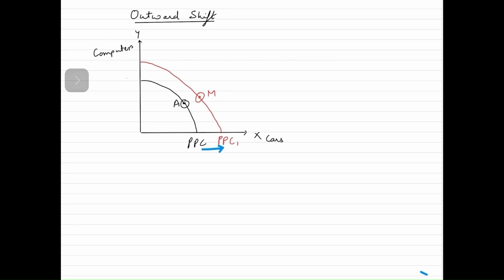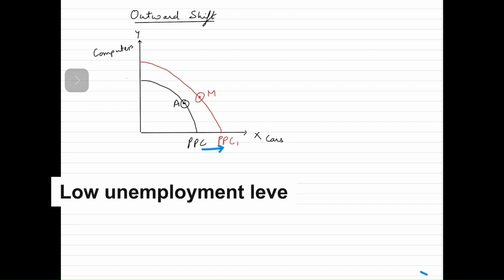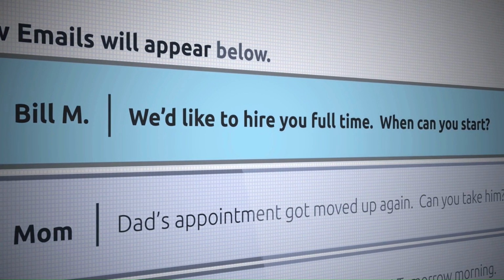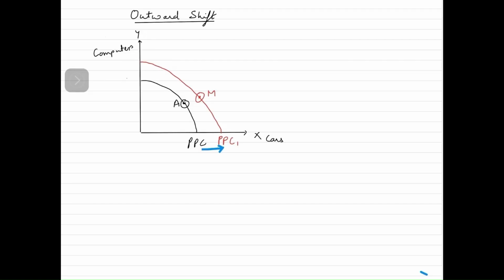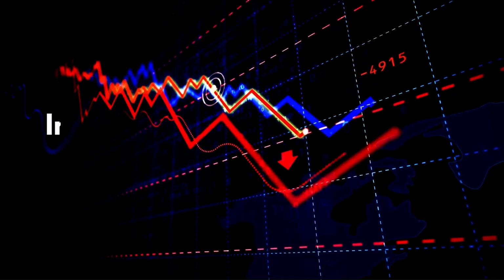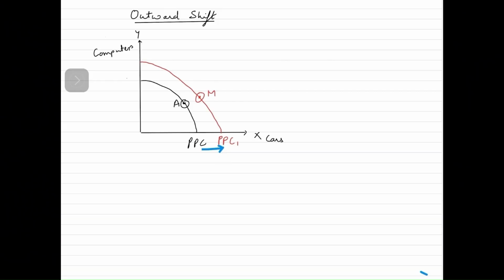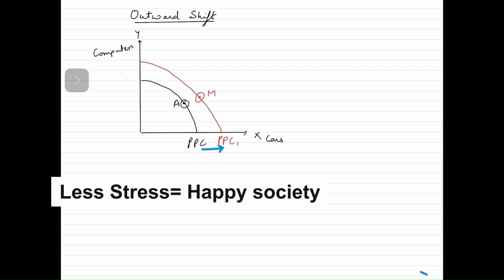You would have also low levels of unemployment. So when the economy is producing more, it will definitely need more people, not only to produce those goods and services, but also to deliver those goods and services. So definitely more jobs would be created, and it is a very good thing when it comes to the overall economic development. You would also get price stability. So when PPC expands, it can actually dampen out the inflationary effect. An outward shift in the PPC curve would make society happier because people would have better access to goods and services.